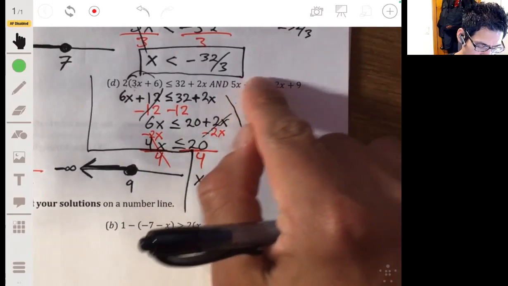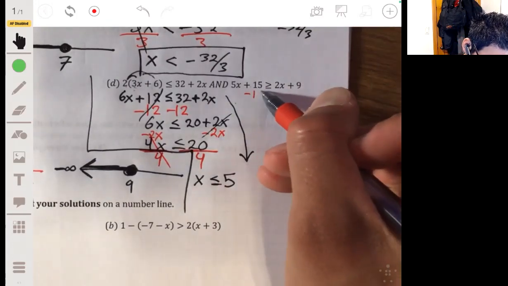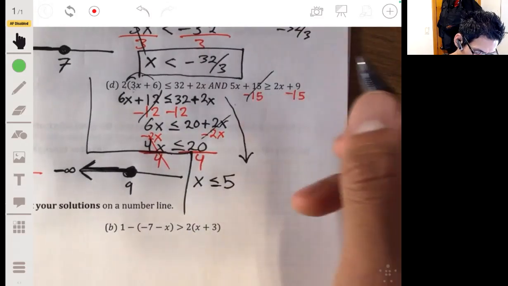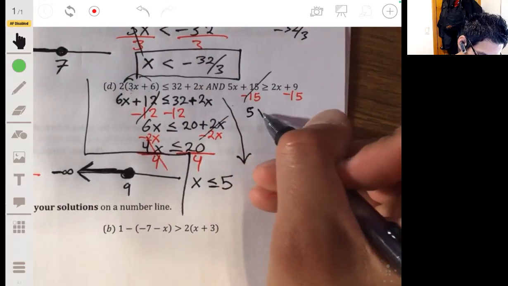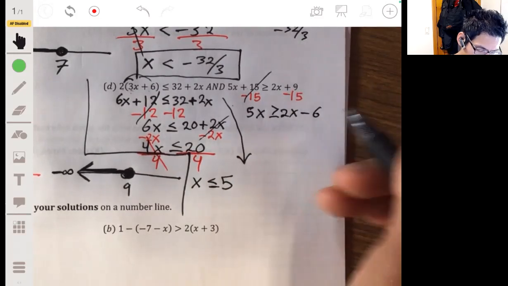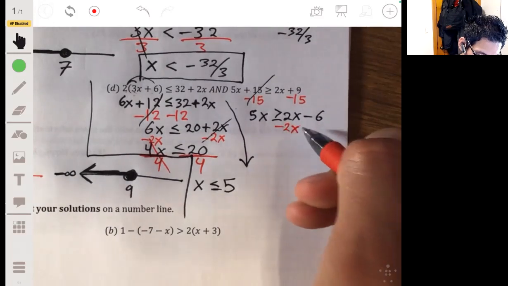Meanwhile, let's solve this now. So let's begin by taking away 15 from both sides. And we'll get 5x is greater than or equal to 2x minus 6. Take away 2x.